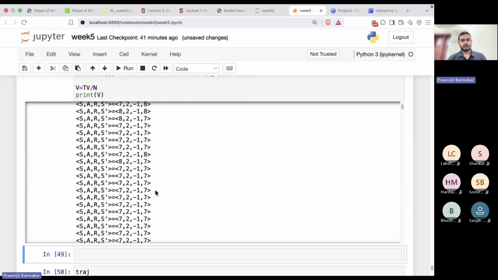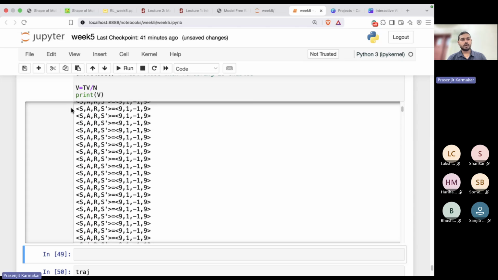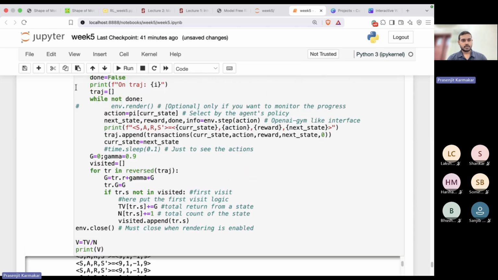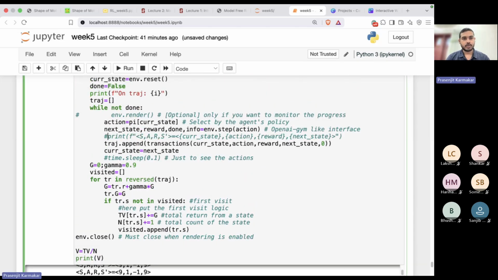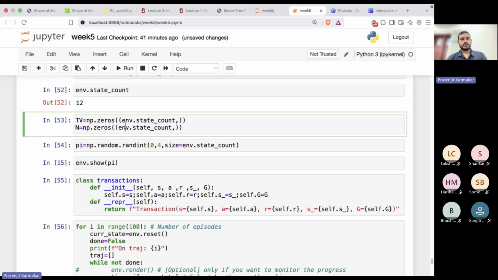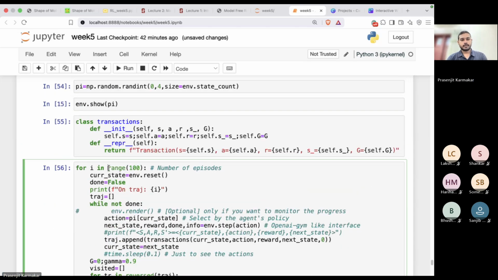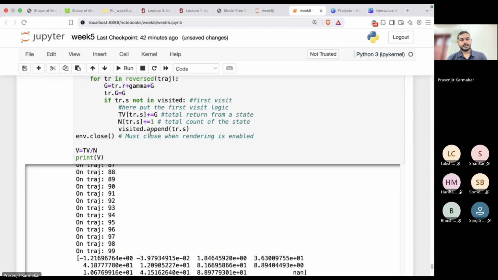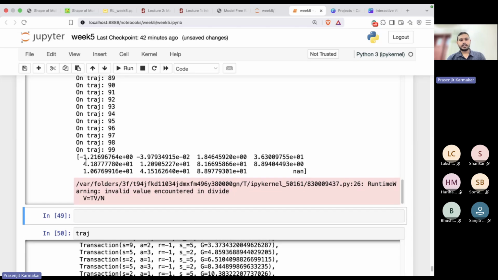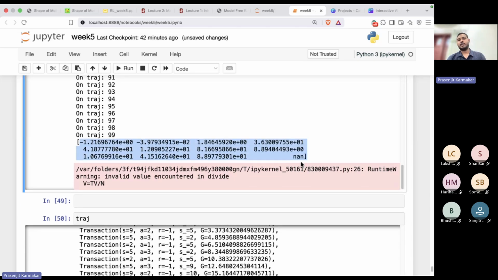Ended, right? It should not actually print this step so much if there is any break. Yes. So after all the trajectories are run, we have this. You see there is a NaN value. Why? Because we have not visited that state, so the count of that state is 0. That's why we have a NaN value.